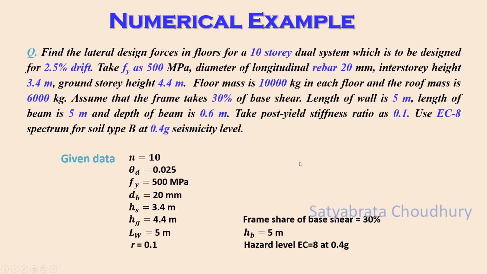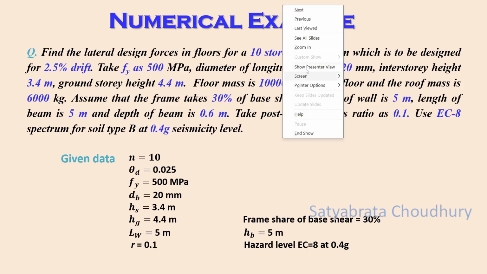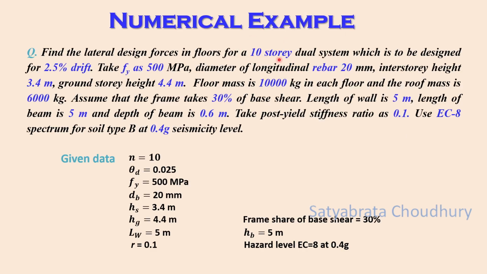The numerical example is here. Find the lateral design forces in floors for a 10-story dual system, that is frame shear wall building, which is to be designed for 2.5% drift. As you know, the direct displacement based design can accommodate only one design target objective, that is drift. So we have taken that one, 2.5% drift.